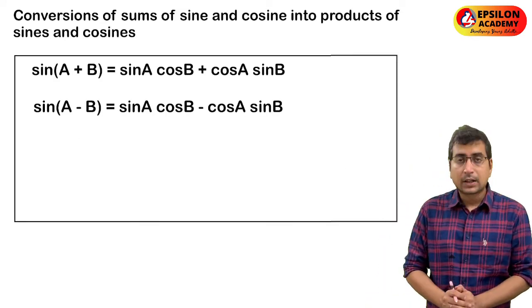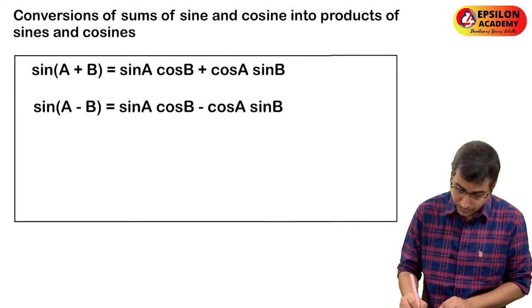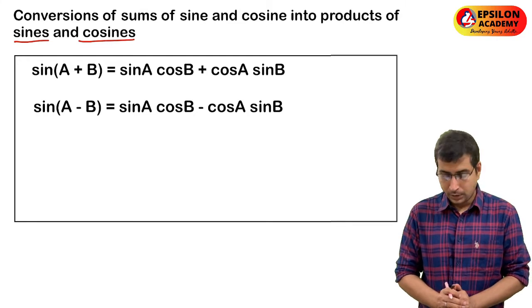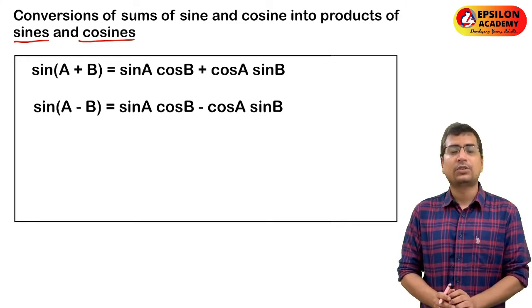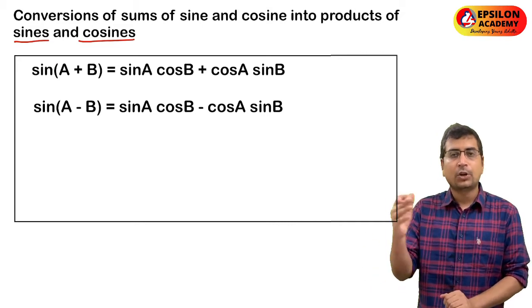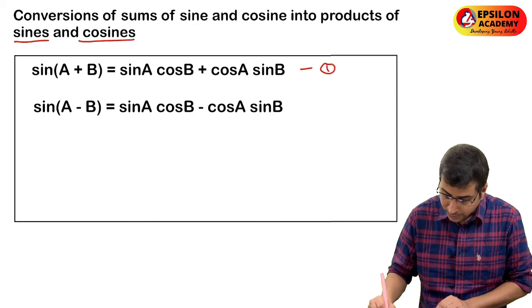Now we will see the conversion of sum of sines and cosines into products of sines and cosines. We are going to use the same two identities which you have already seen. We know that sine of a plus b is equal to sine a cos b plus cos a sine b. Similarly, sine of a minus b is equal to sine a cos b minus cos a sine b. Let me call the first identity as 1 and the second as 2.